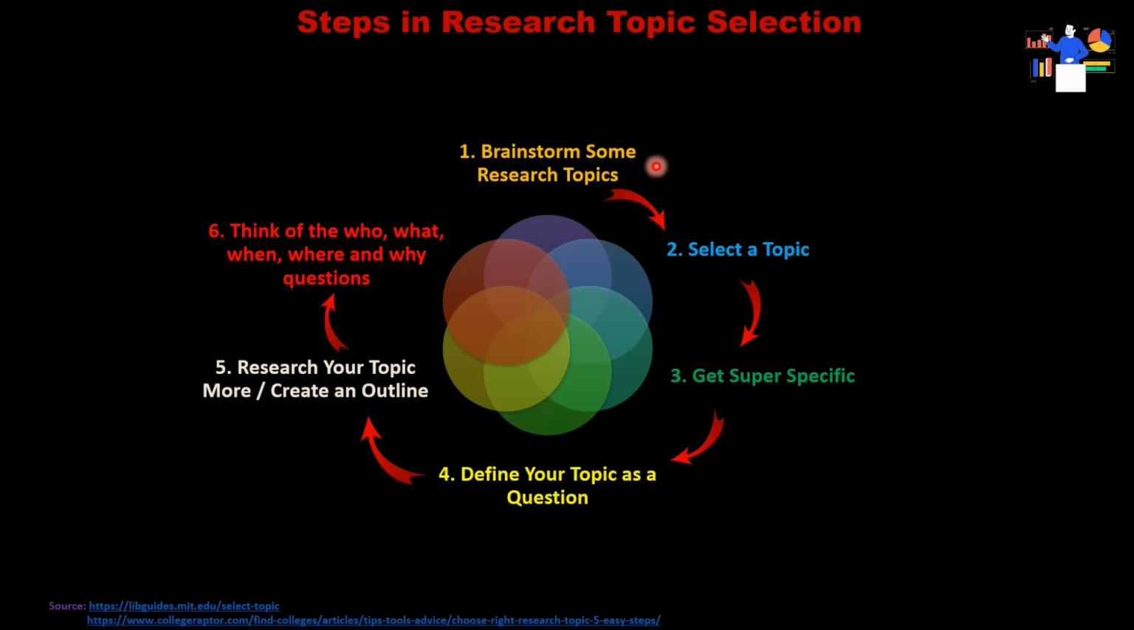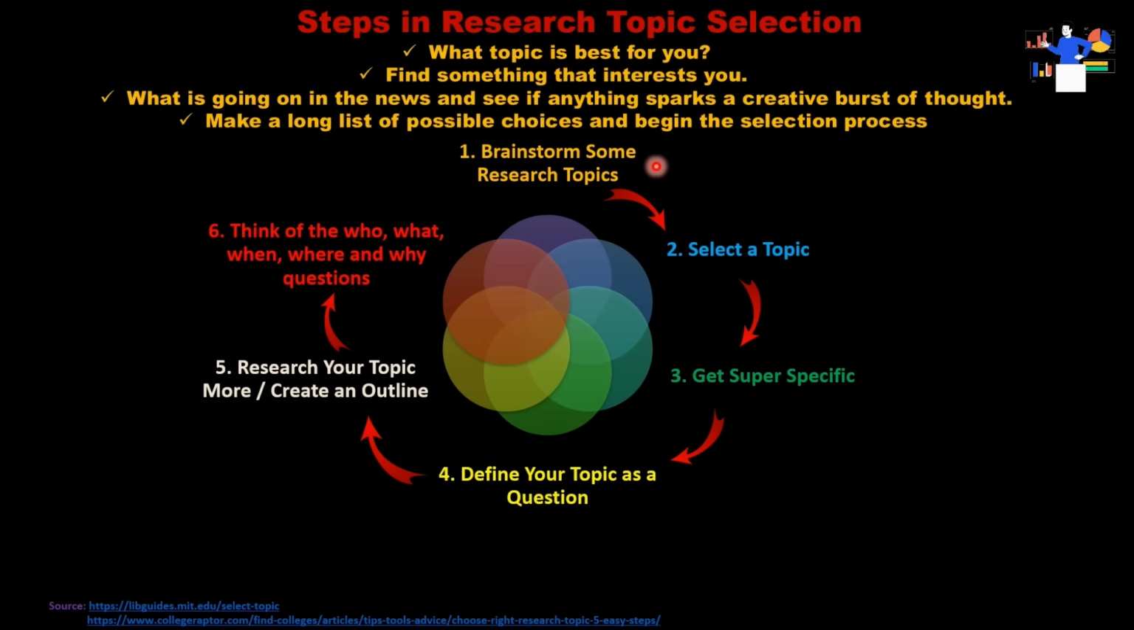In this regard, the first step is brainstorming. During the brainstorming process, choose the topic that you feel is best for you. You need to search and research more and try to get some ideas. What's going on in the news?